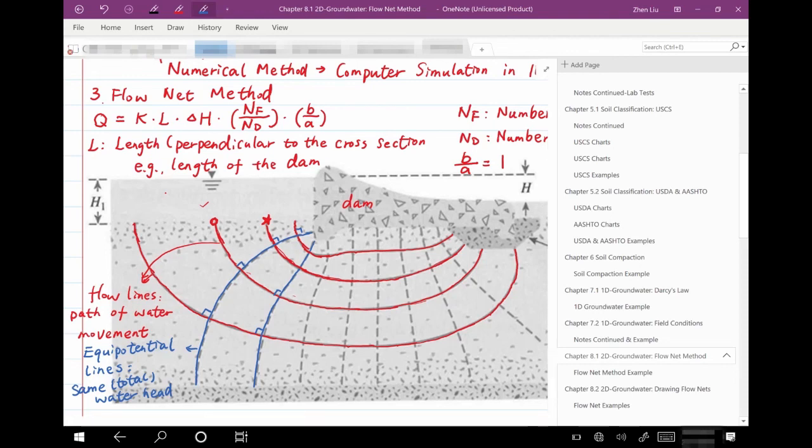In addition to these two sets of lines, we also need to know a few other things. One concept is called a flow tube. A flow tube is the area or the channel, or flow channel, between two neighboring flow lines. For example, this is a flow tube.